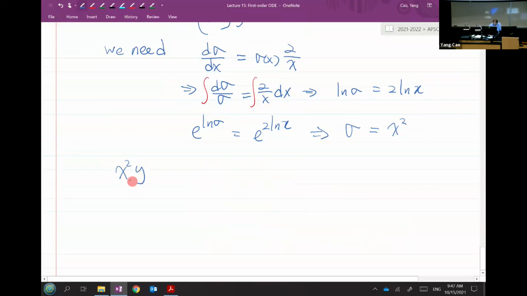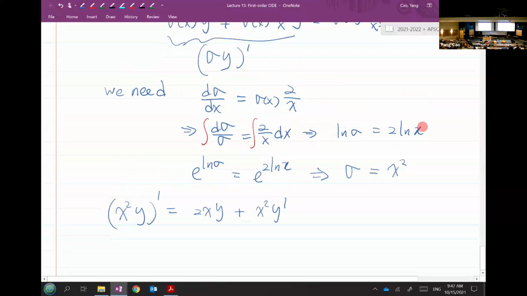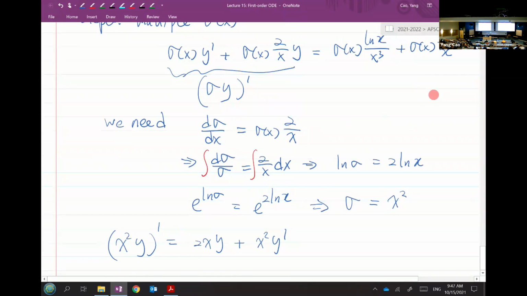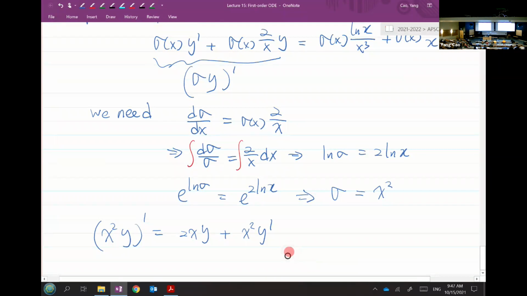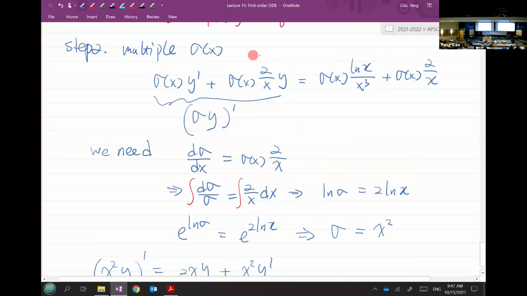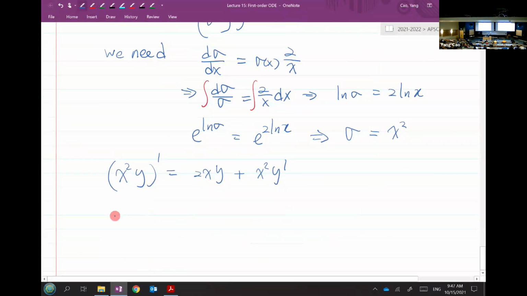So you can verify like this: what is the derivative of x squared y? Product rule, so 2xy plus x squared y prime. That's what you get using the product rule. So what do I get for the left side when I multiply sigma to the left side? Let's rewrite it here: sigma times y prime plus sigma times 2 over x times y. Plugging in x squared, we get x squared y prime plus 2xy. That's exactly the same, right? So that's a verification that you got the right sigma. So, check.